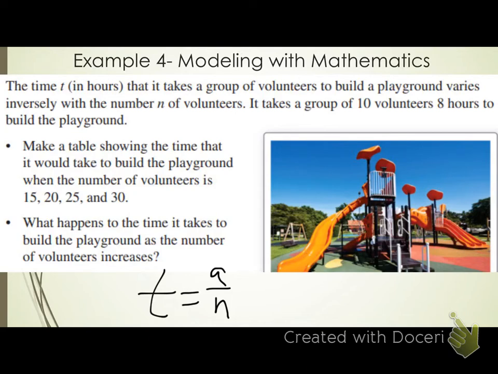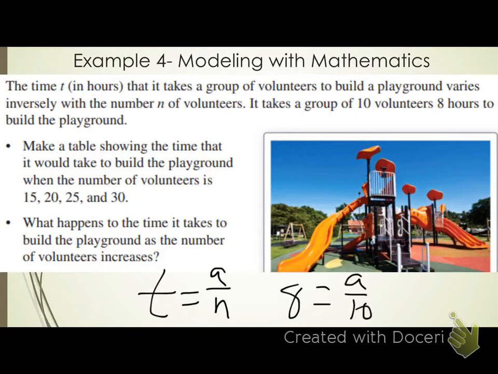So we're going to use our formula down here because it gives me two values that show me how long it's going to take a certain number of volunteers to do something. What are those values? On that second sentence, it takes 10 volunteers 8 hours. So what am I plugging in for T? 8. What am I plugging in for N? 10. And now I'm solving for A.